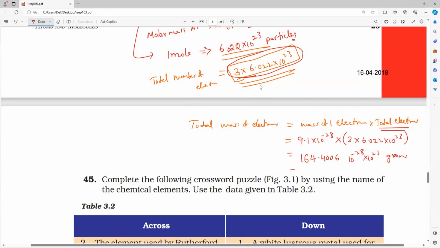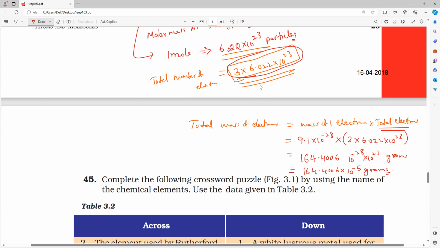So what is the answer? 164.4006 into 10 power minus 28 plus 23, that is 10 power minus 5 grams. That's all. So that is the mass which is reduced for the atoms.